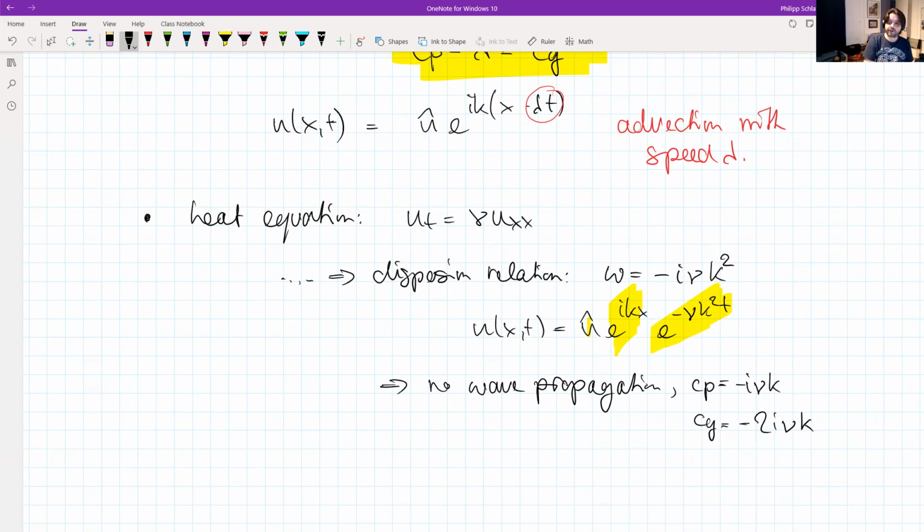Also, that is imaginary. So therefore, there's really no wave propagation, but at the same time, I have exponential decay in time, provided that this nu is larger than 0. And of course, here you may say that's not so surprising, because that's exactly what we discussed when talking about parabolic equations, which the heat equation is an example of. There's no wave-like behavior, but rather a diffusive behavior due to this exponential decay.